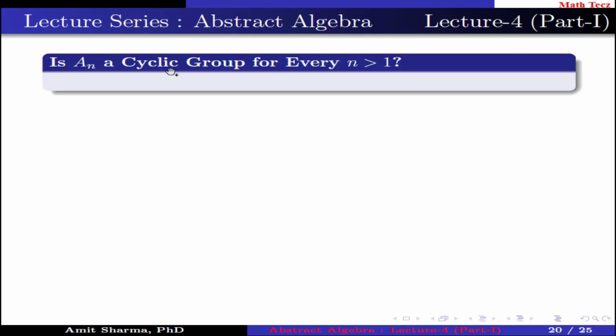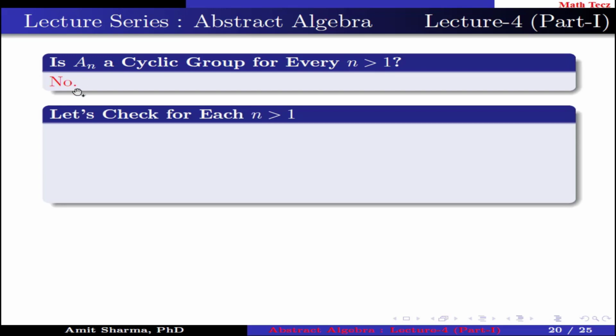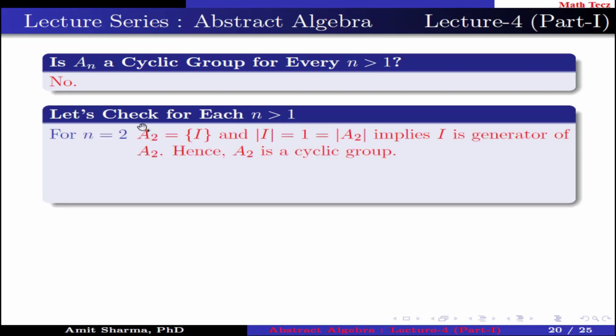Is An a cyclic group for every n greater than 1? Answer is no. Let's check for each n greater than 1. For n equal to 2, A2 contains the identity permutation and the order of I is 1, which is equal to the order of A2, implies I is a generator of A2, hence A2 is a cyclic group.